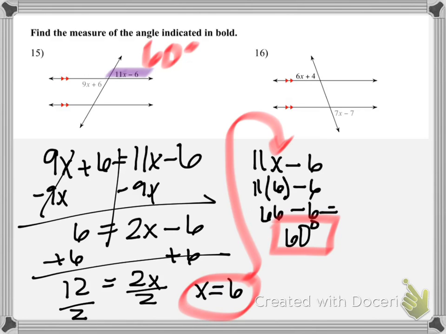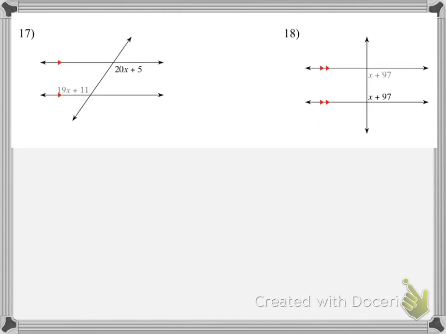Number 16 here, they're alternate exterior angles. So therefore, we would set them equal to each other. So it would be 6x plus 4 is equal to 7x minus 7. Okay, and then same thing, solve for x, and then plug it back in. All right, number 17 and 18, same thing. I'll set them up for you guys, but I want you guys to show me the work.